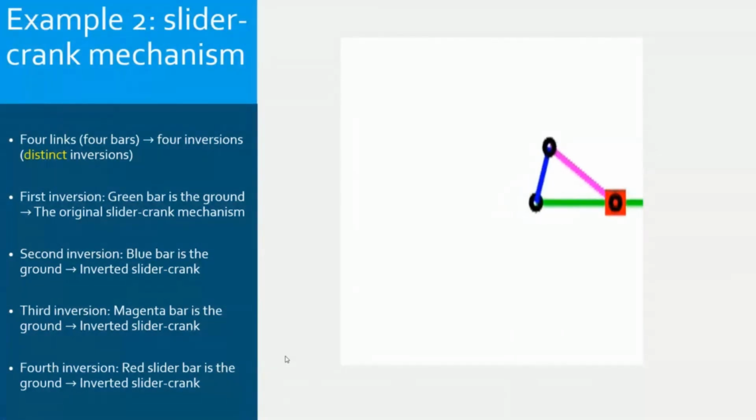And the last example is the slider is the ground. The magenta bar has fixed axis rotation but cannot complete full rotation. It's a rocker. And the green bar here is only translating. Okay, so these are the first four inversions.